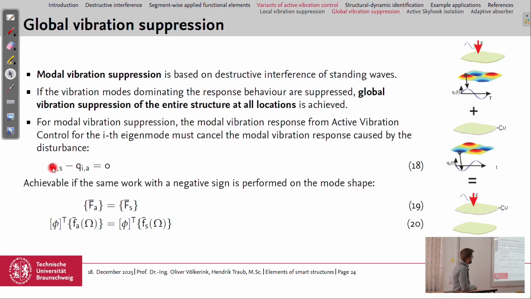And for this, for the eigenmodes we want to control, we need that the modal coordinates are the same. And this we can achieve if the same work with negative sign is performed on the same mode shape. So the generalized force of the disturbance is the same as the generalized force from the actuator. And this can also be written as the vectors of the different mode shapes times the vector of forces for the actuator and also for the disturbance.